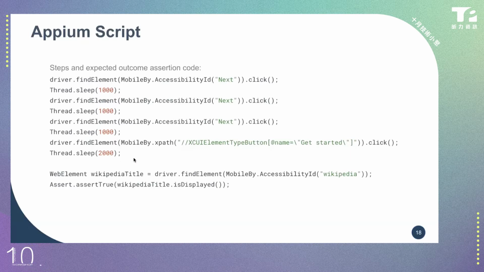Now, once we finished all our steps, meaning clicking on all these different buttons, we can then go ahead and try to find the Wikipedia logo. So what we do here is we find it by accessibility ID, and then we just assert that it's displayed. If it's displayed, our test case succeeds.